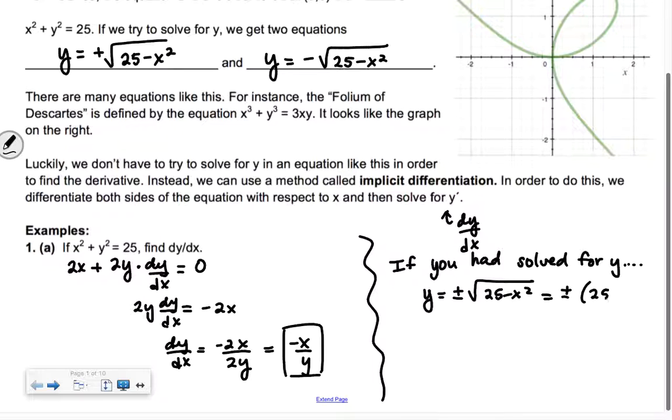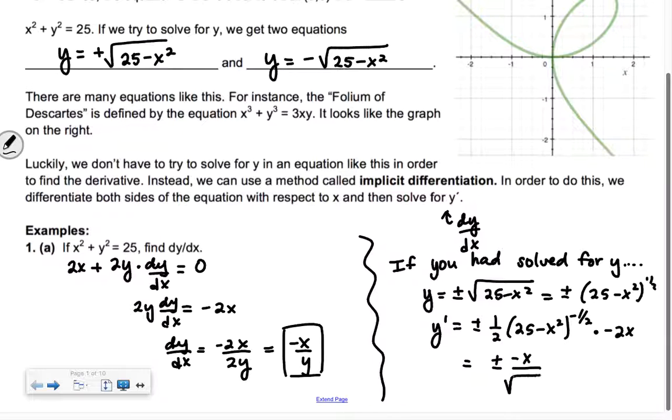We could say, oh, well, that's 25 minus x squared, oops, x squared to the 1/2. So when we take the derivative, we'd get plus or minus 1/2 times 25 minus x squared to the negative 1/2 times negative 2x. So we'd have plus or minus that 1/2 times negative 2, so it'd be a negative x all over the square root of 25 minus x squared.